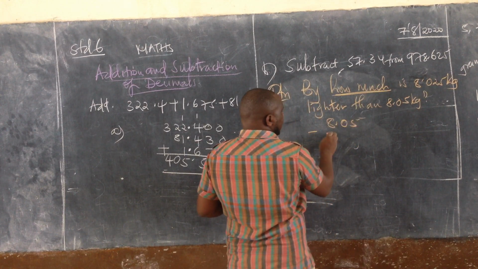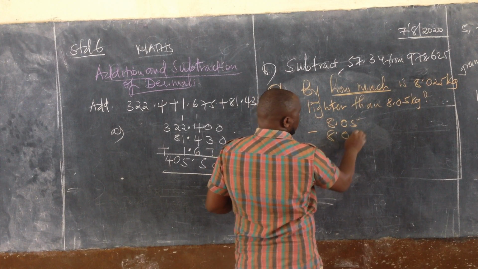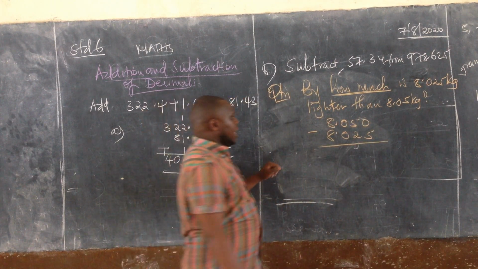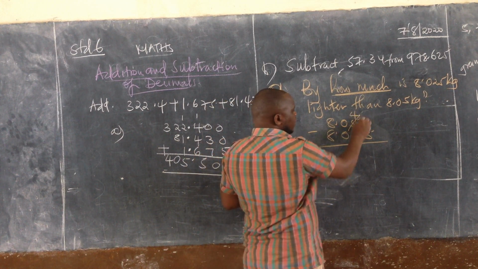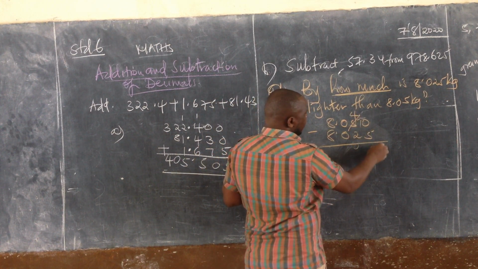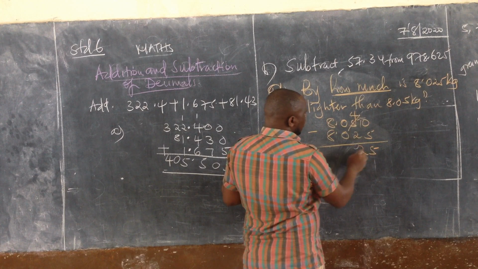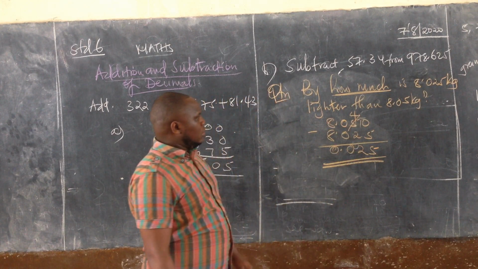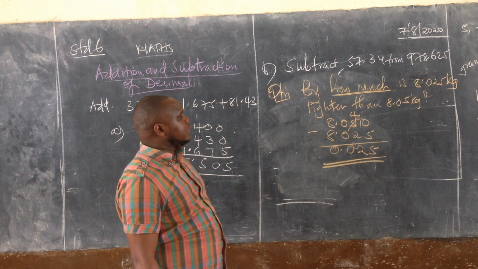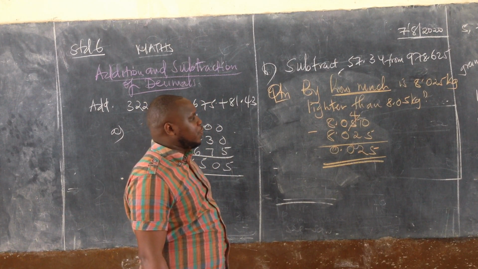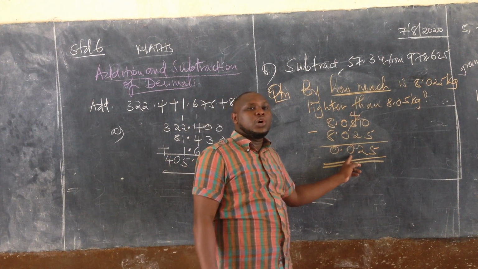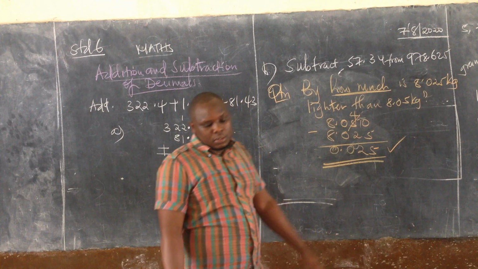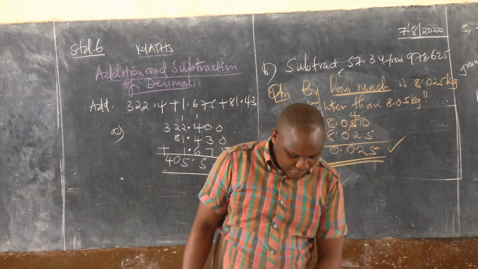8.05, subtract 8.025. Add a 0 there and be able to subtract. You borrow 1 here, you bring it 4. So this 10 minus 5, you get 5. 4 minus 2 is 2. Then this 0 and this 0. So 8.025 is lighter than 8.05 by 0.025. And then you get yourself a tick. So that's how you're going to do the work.